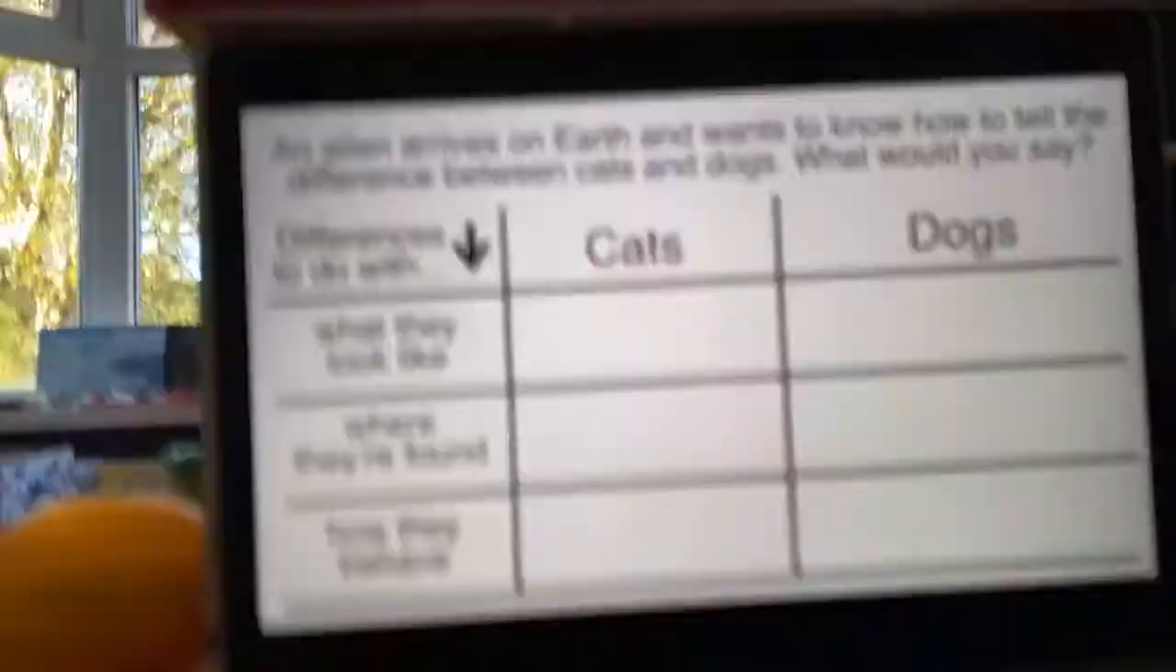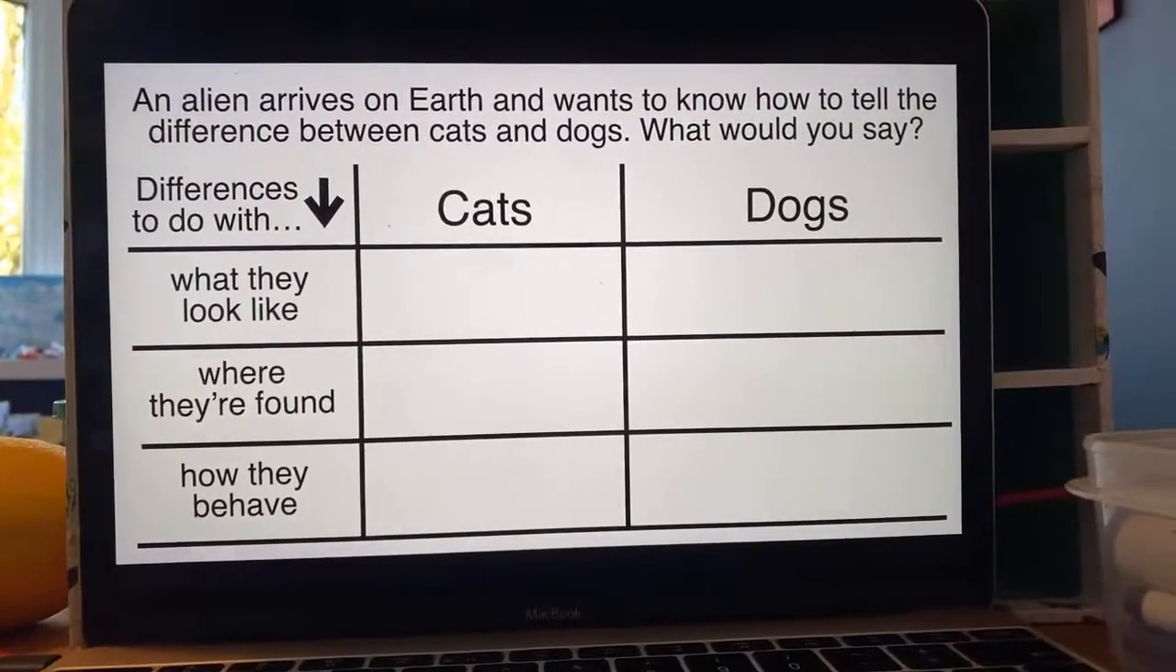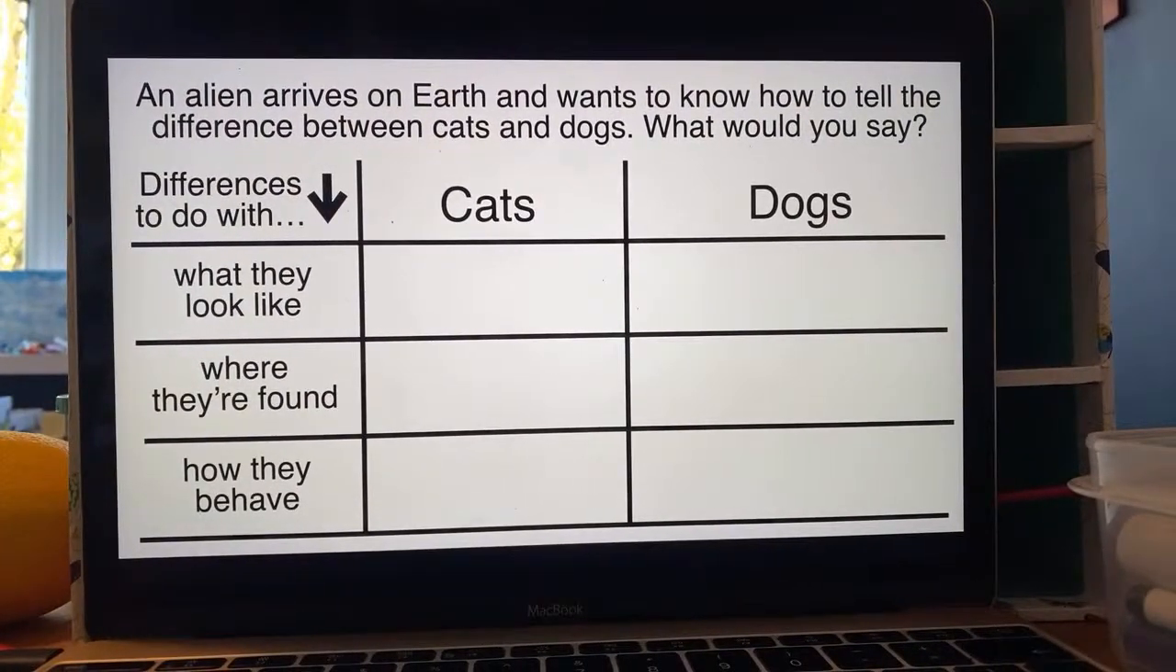I drew a table. Think about, please, what could you tell this alien about how to tell the difference between a cat and a dog? What would you say? You might come up with some differences to do with what they look like, but maybe you might also start thinking about where they're found or how they behave, or you might even have some different ones. We've got to start the lesson on fungi, but this is a good starter, so I'm just going to give you like 20 seconds or something just to jot down what you can think of.